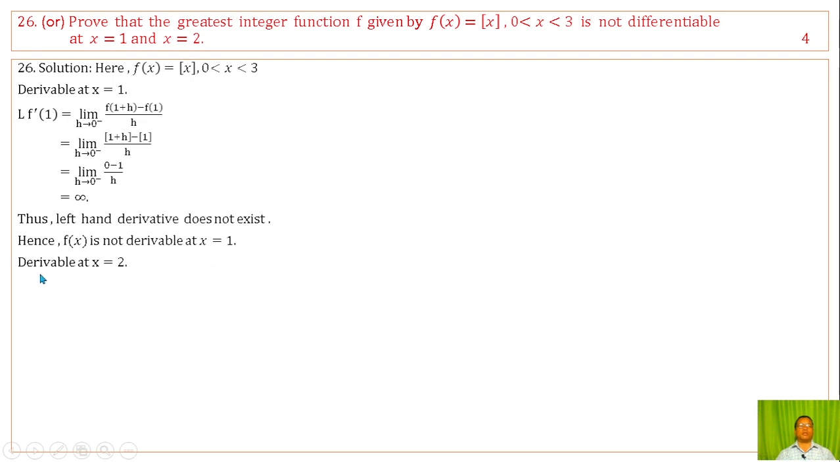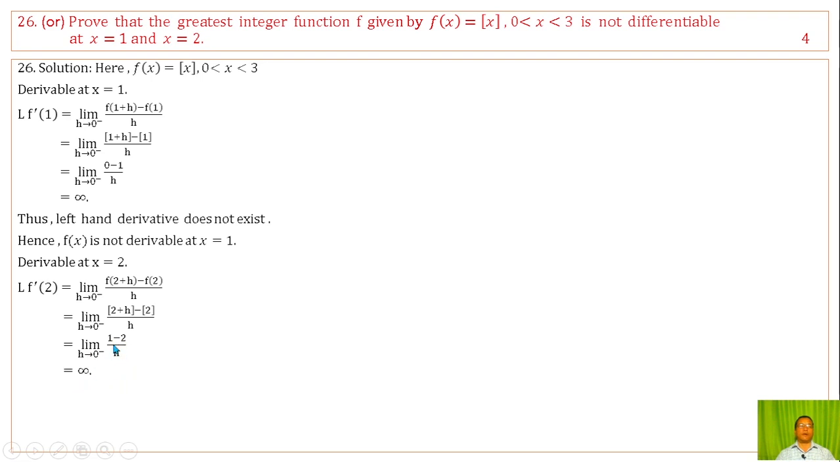Similarly, is it derivable at x equal to 2? Similarly, the left-hand derivative at 2 is denoted by this. f of 2 plus h, whose value is... h is a small negative number, therefore 2 plus h is a number just less than 2, whose value is 1, and f of 2, 2 being an integer, whose value is 2. That is minus 1 divided by a small negative number, which is also infinity.